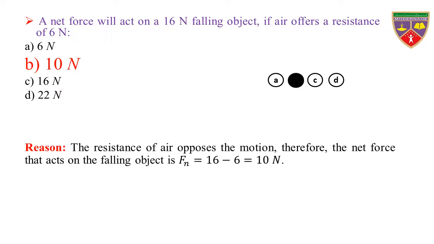Reason: the resistance of air opposes the motion. Therefore, the net force that acts on the falling object is Fn equal to 16 minus 6, which is equal to 10 Newton. Hence, the net force acting on the object is 10 Newton.